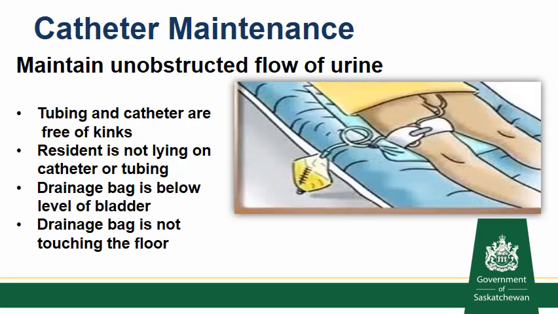It is very important to make sure that there is a free flow of urine from the catheter to the drainage bag at all times. We can do this by ensuring that the catheter is properly secured to the upper thigh, that the resident is not lying on the catheter or tubing, that there are no kinks in the catheter or the tubing, and that the drainage bag is always positioned below the bladder to make sure there is no backflow of urine into the bladder. We also want to make sure that the catheter bag is not on the floor where it will be contaminated.